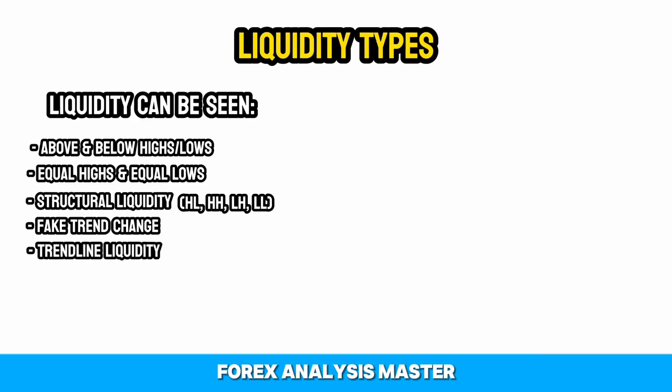The trendline liquidity or the channel liquidity. This works well in trending markets. These are the main types of liquidity that we can use. Now we will take each of them one by one in detail, with charting examples.